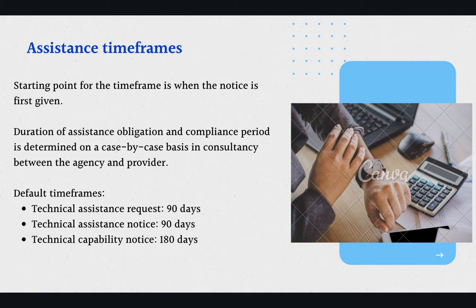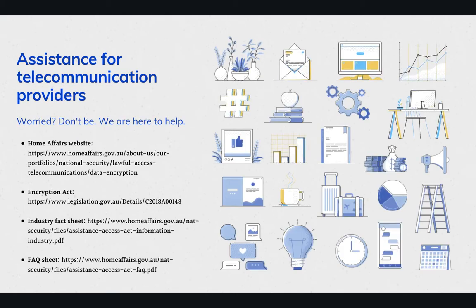It is crucial to note that when a provider fails to comply with a notice, civil penalties will likely apply. The company can be liable to a penalty of up to $10 million and an individual can be liable for up to $50,000. The Act may seem overwhelming. However, the relevant government bodies and agencies provide assistance and work alongside the telecommunication providers when issuing or requesting information. For more information, please feel free to visit any of these following websites.